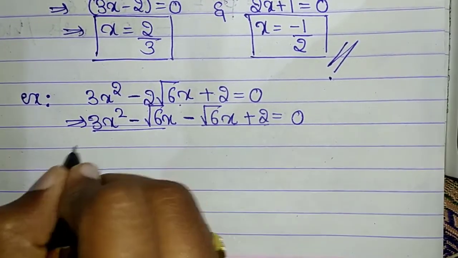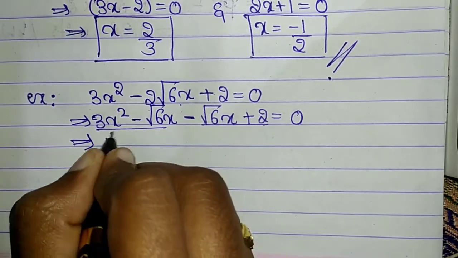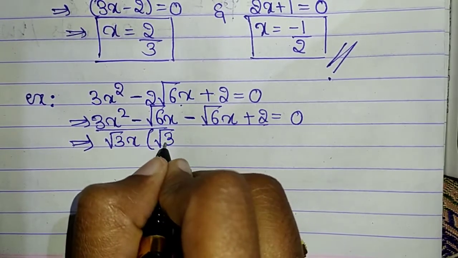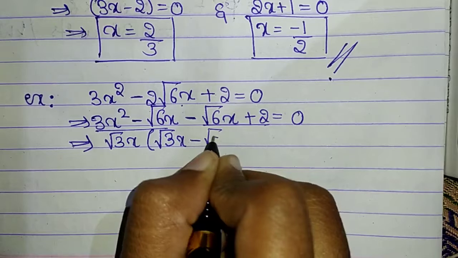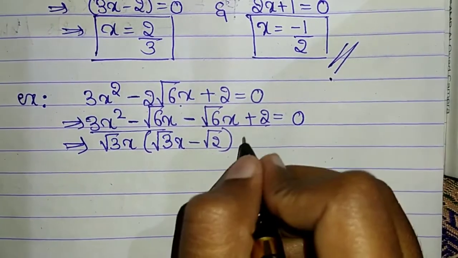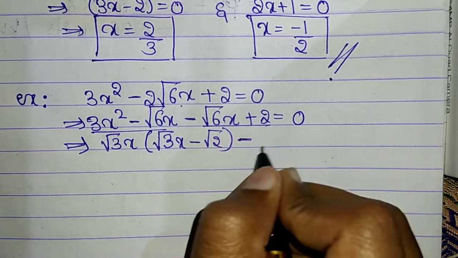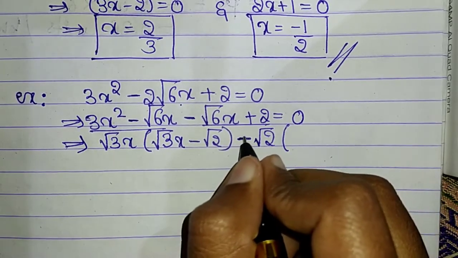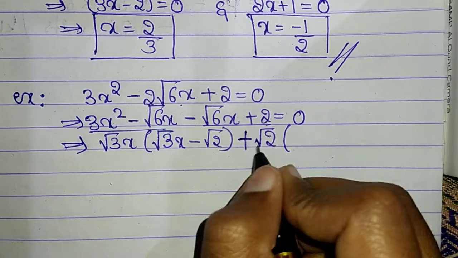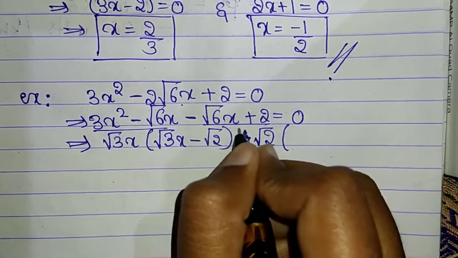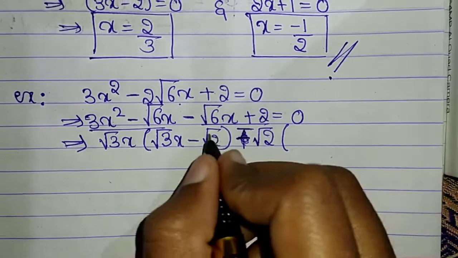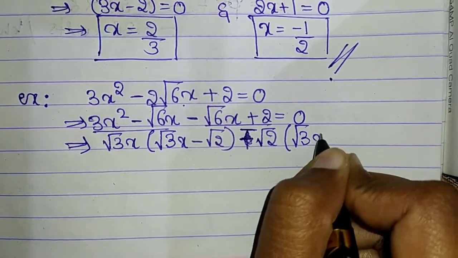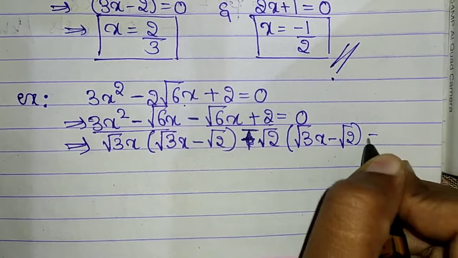So grouping these terms together, we get here root 3x is common. Since root 3x is common, what remains in the bracket is root 3x minus root 2. Similarly, here minus root 2 is common. Since root 2 is taken out common, what remains in the bracket is root 3x minus root 2 is equal to 0.